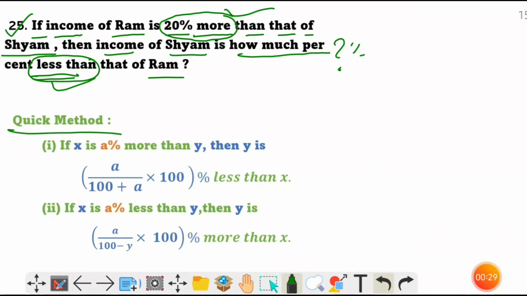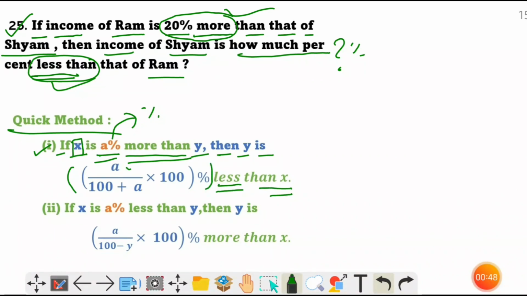Here it is. If x is a% more than y, x can be anything, a salary, a price, and a is a percentage, and y can be a person, a thing, anything. Then the formula is a by 100 plus a into 100% less than x. So here we are using the sign plus. Remember that for less than we will use plus.